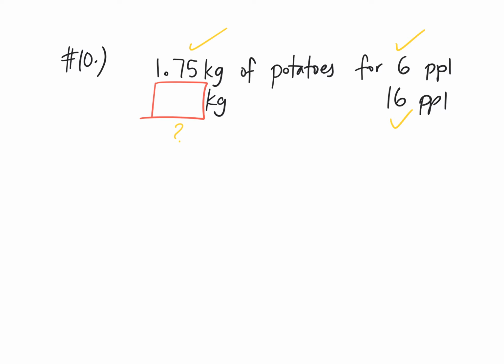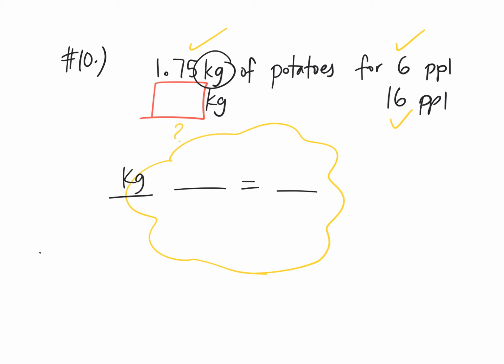So set up, you can write it as a fraction. Okay, remember, we're writing a proportion. What do we know and what do we need to know? The first thing you have to figure out is what is the ratio. We're looking at a ratio of kilograms to people. The ratio is 1.75 kilograms for every how many people? 6. Okay, so that's a ratio of 1.75 to 6.